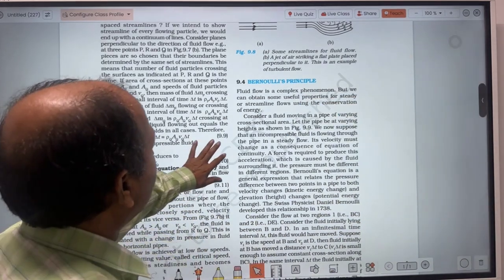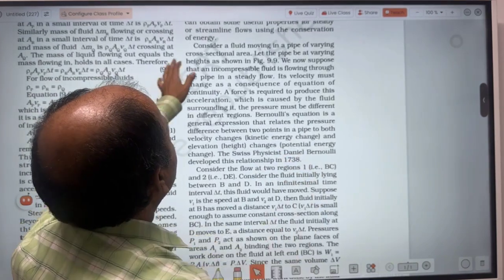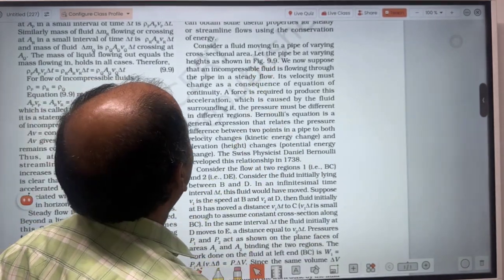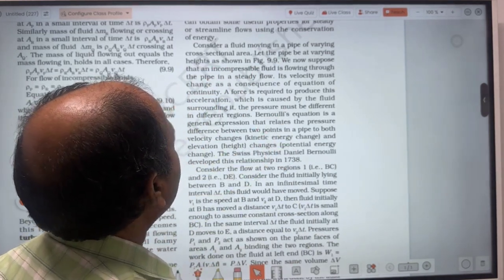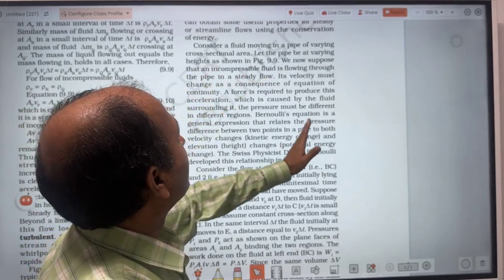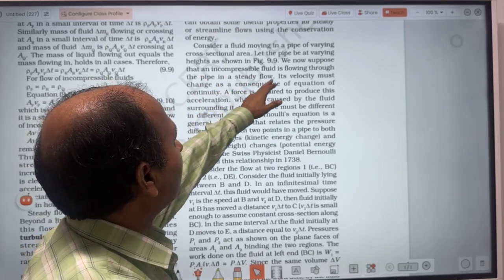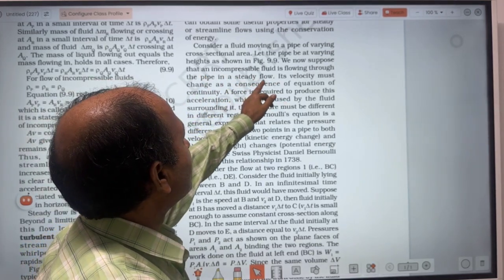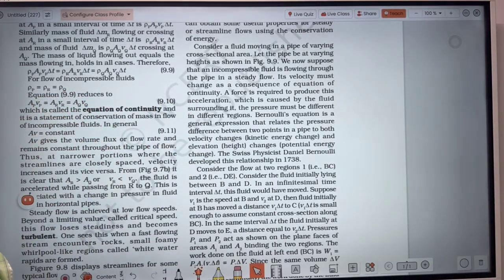So for this purpose, let's have a look. Consider a fluid moving in a pipe of varying cross-sectional area. As I told you, at the two ends the areas are different. Let the pipe also be at varying heights, so the heights differ. We now suppose that an incompressible fluid is flowing through the pipe in a steady flow. Keep in mind, Bernoulli's theorem is valid for steady or laminar flow. For turbulent flow it is not valid.